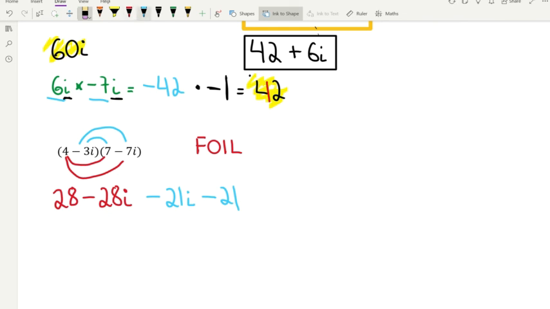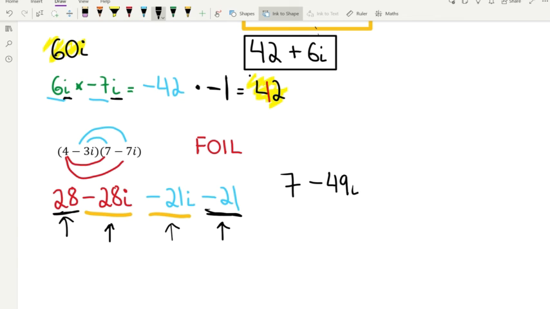However, we're not done here, are we? No. Because we have to combine like terms, things that appear to be the same. Combine like terms. So what we have is 28 minus 21, 7. And negative 21i minus 28i. These two parts need to combine because they are of the same family. Negative 28 minus 21 will give us negative 49i.